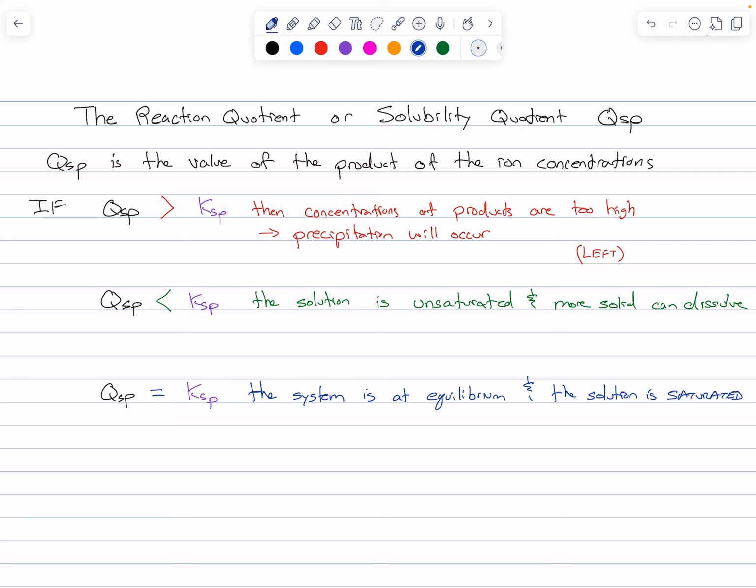All right. And so it doesn't matter what this is. So we talk about this. If I have MX solid and we go M plus X minus, QSP is equal to M plus X minus, right? So no matter what we have, that's what's going on. It's the same as K. It's the same expression. It's not necessarily at equilibrium, but it could be.